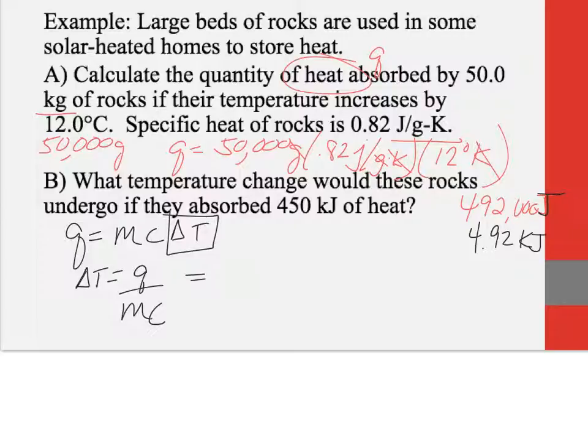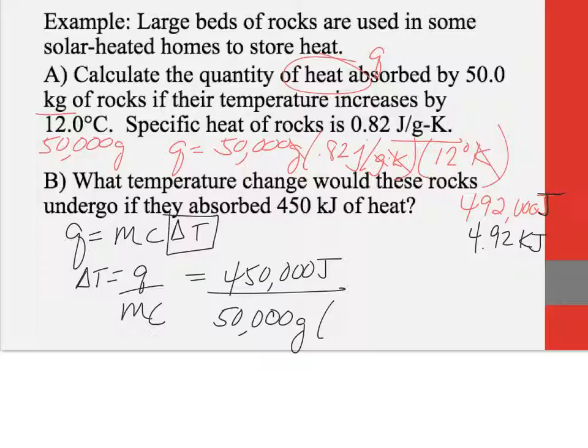They gave us 450 kilojoules. So that's going to be 450,000 joules divided by my M, which is 50,000 grams, and my change in temperature is 12 degrees.